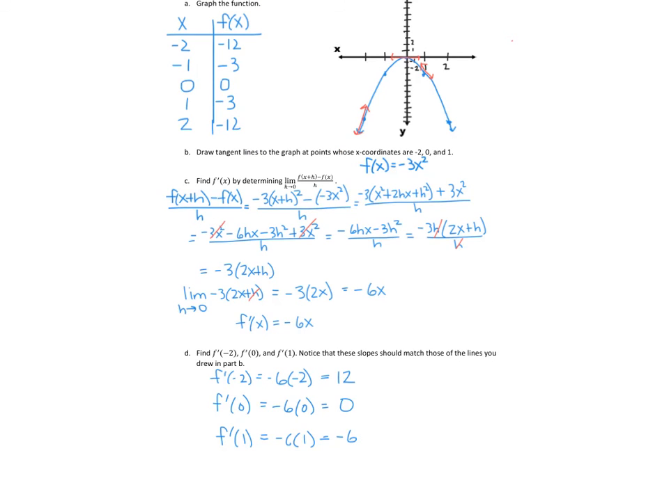Now if we go back and look at our graph in part A, at x equals negative 2, if we look at the slope of that tangent line there, the slope of that line is 12, because we found the derivative at negative 2 is 12. And then at 0, when x is 0, if we look at the slope of that tangent line, notice it looks like a horizontal line, the slope of that line is 0. And then at x equals 1, if we look at the slope of that tangent line, the slope of that line is negative 6.